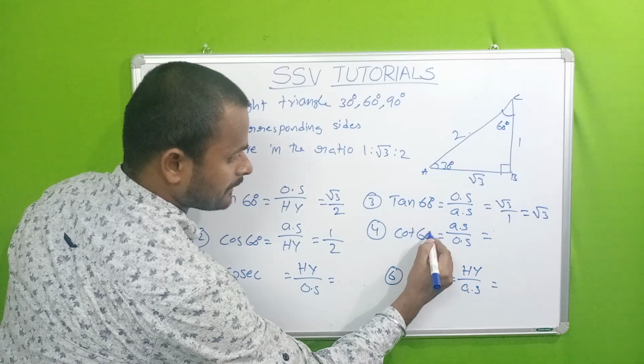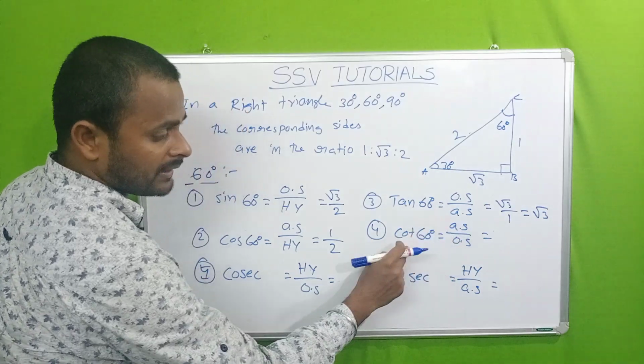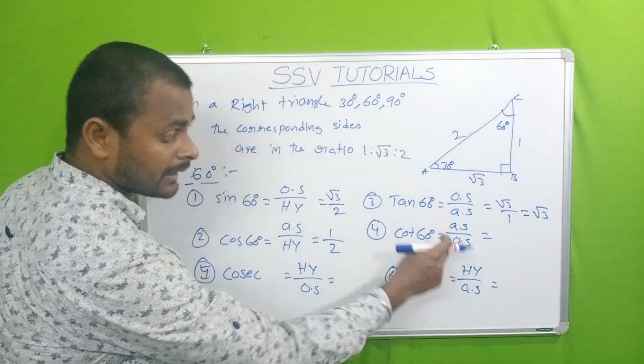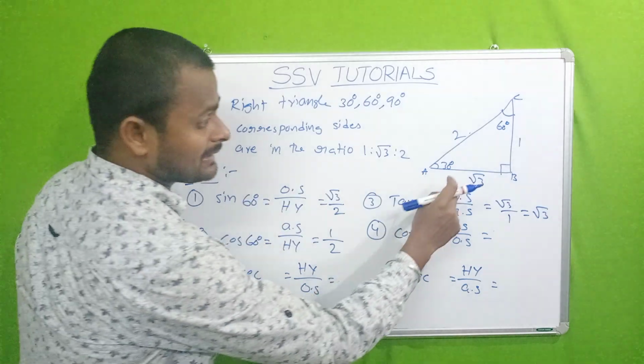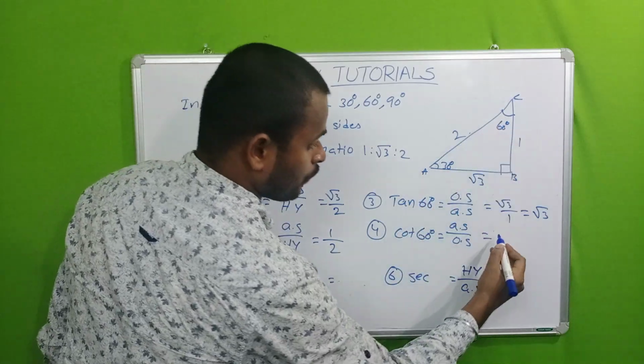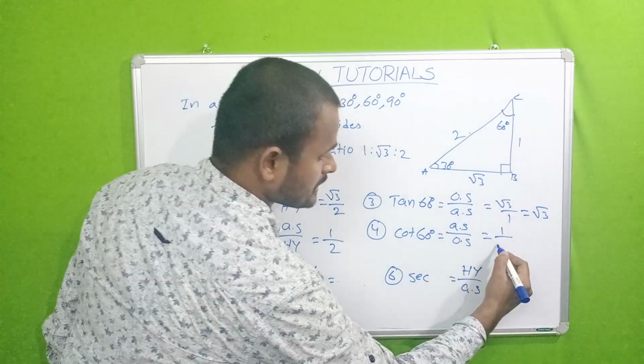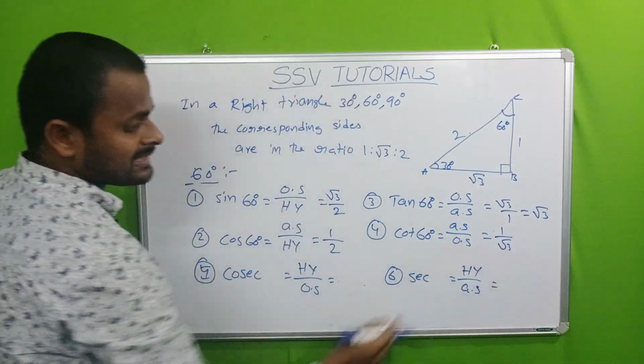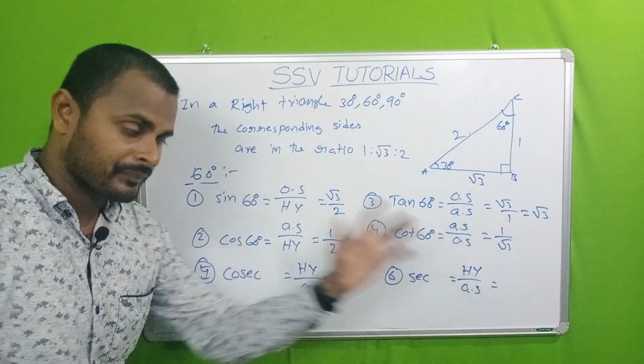And cot 60. What is the formula of cot? Adjacent side by opposite side. So the adjacent side to 60 degrees is 1, by the opposite side, root 3. So cot 60 is equal to 1 by root 3.